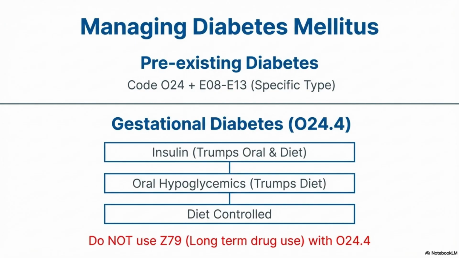And here's a key rule to remember. Do not assign Z79 long-term drug use codes with O24.4. The O24.4 code already includes the method of control, so adding a Z79 code would be redundant and non-compliant.